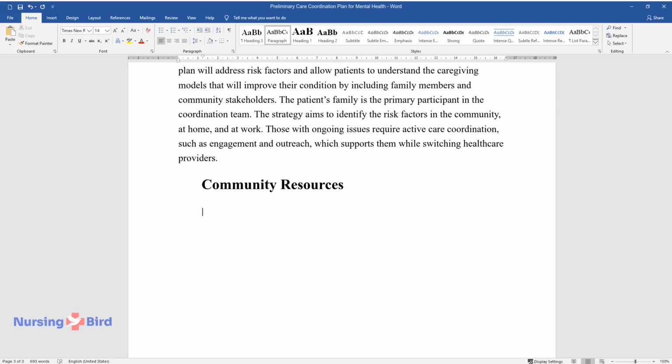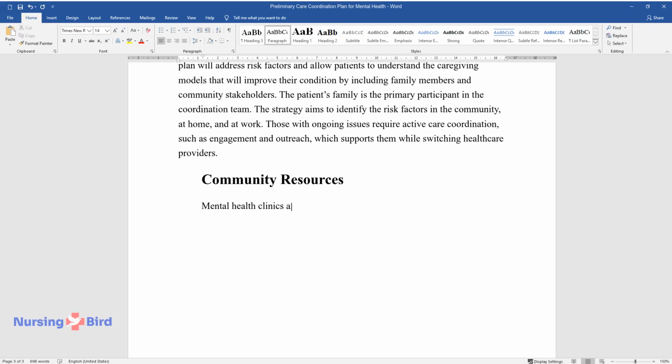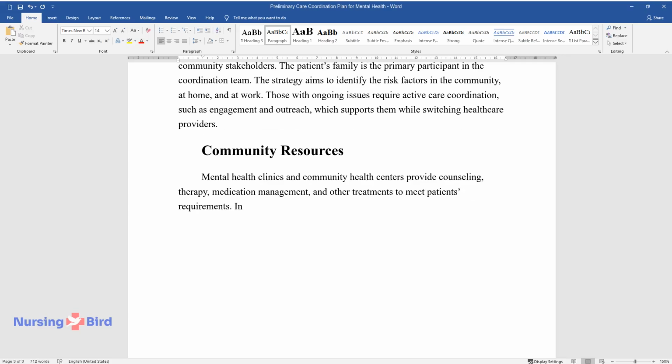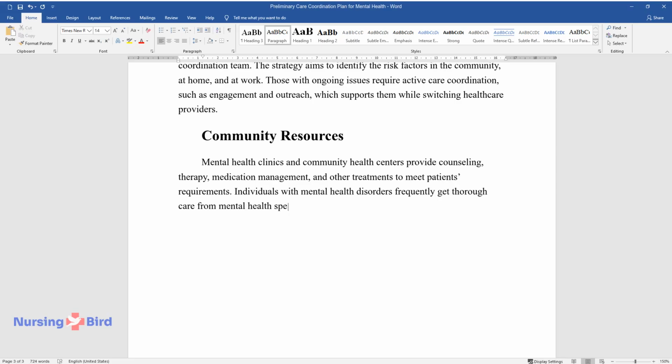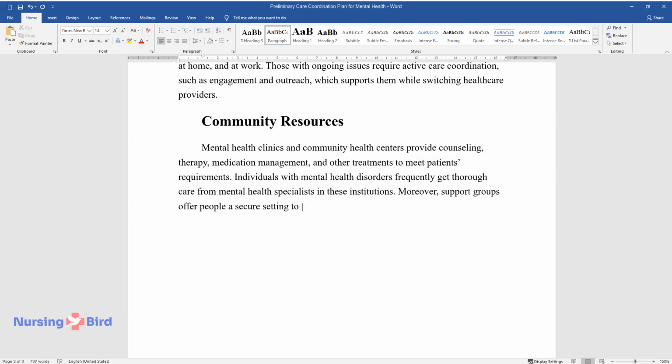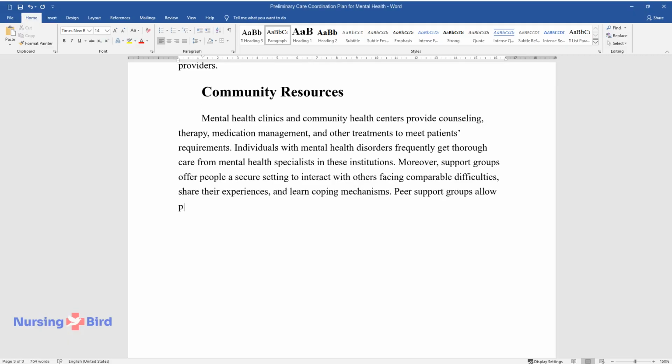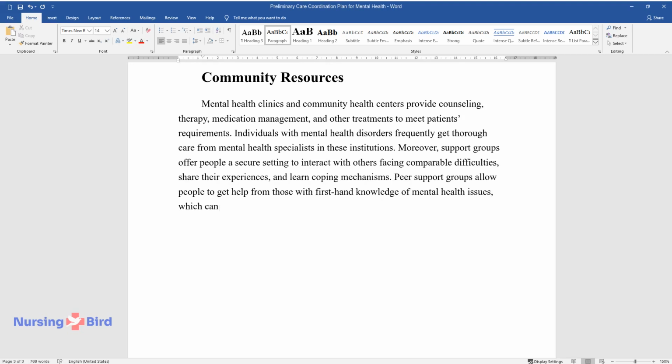Community resources. Mental health clinics and community health centers provide counseling, therapy, medication management, and other treatments to meet patients' requirements. Individuals with mental health disorders frequently get thorough care from mental health specialists in these institutions. Moreover, support groups offer people a secure setting to interact with others facing comparable difficulties, share their experiences, and learn coping mechanisms. Peer support groups allow people to get help from those with first-hand knowledge of mental health issues, which can be a beneficial resource for many.